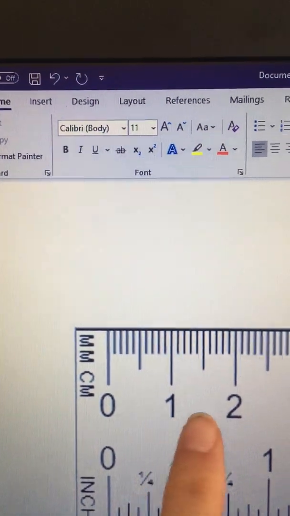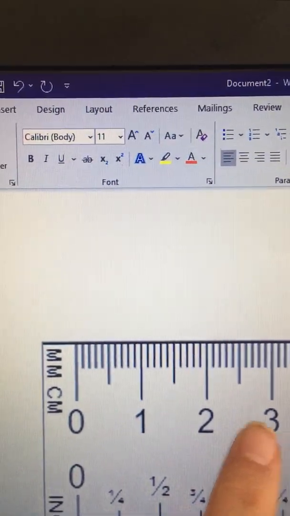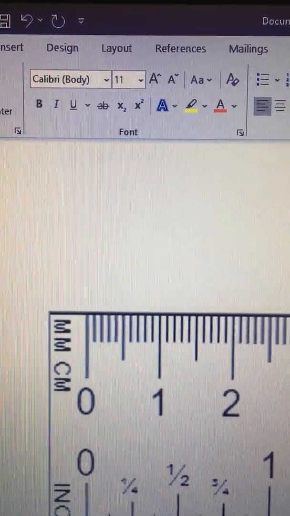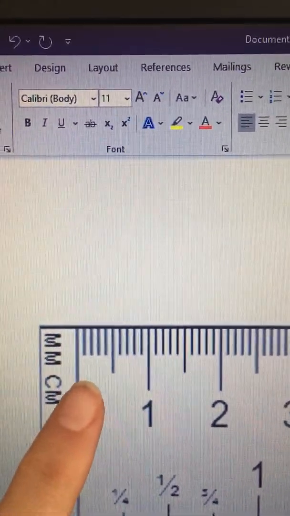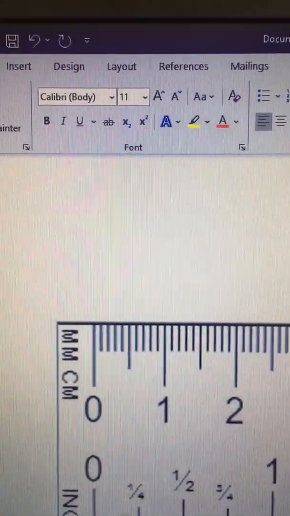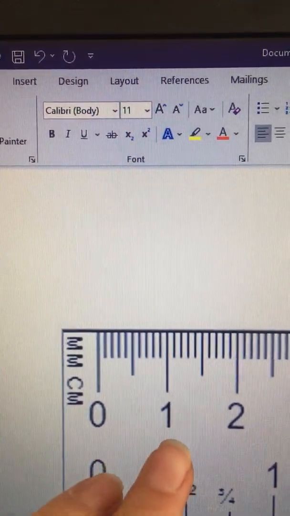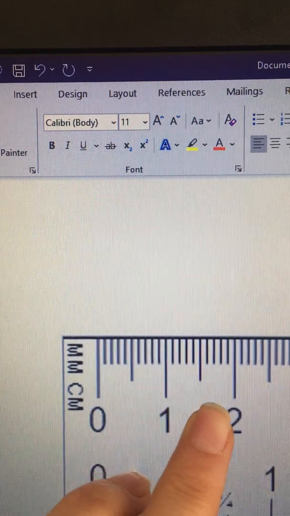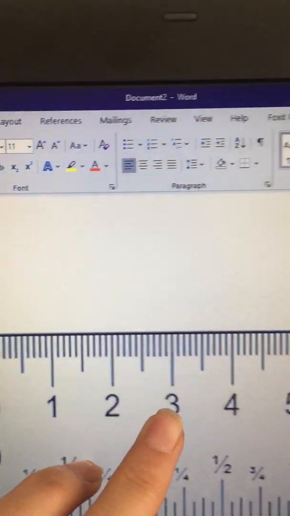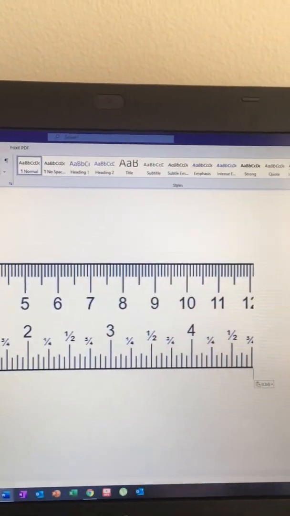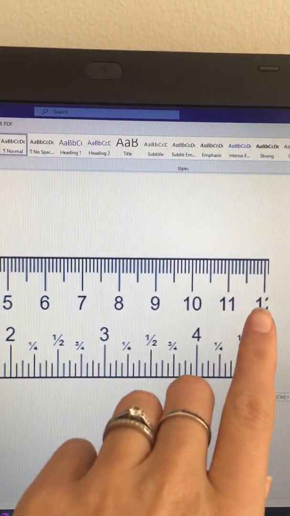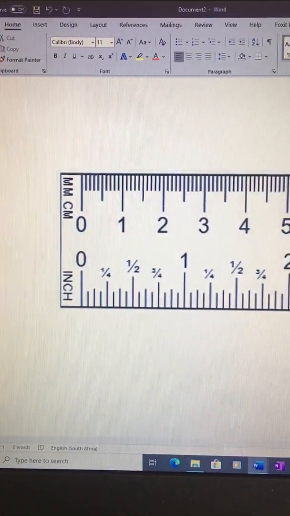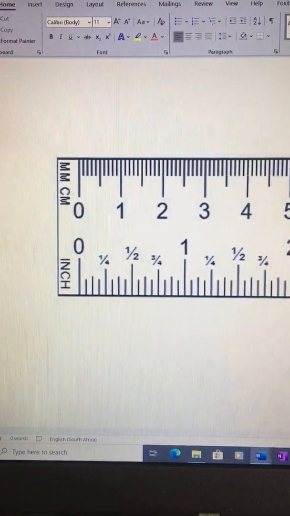But then why does it say 1, 2, 3? That is because it's counting in the centimeters. So for every 10 millimeters is 1 centimeter. So that's 1 centimeter. There's 2, 3, 4, 5, etc. And this one goes up to 12. Your ruler goes up to 30 centimeters long.